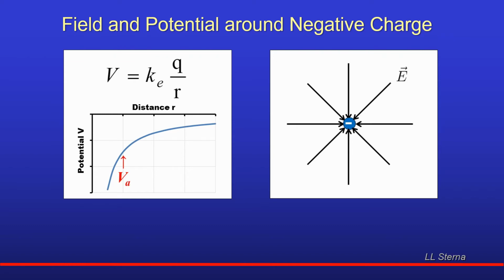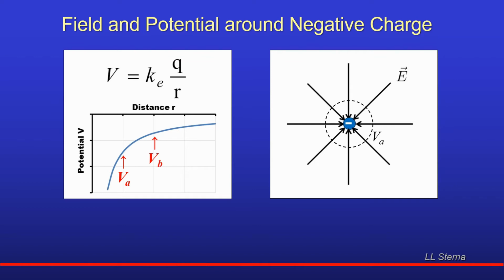Let's consider the value V sub A at some distance r from the charge. We'll place it on the picture to the right. At the distance r from the charge in any direction, the potential will be V sub A. Since it's a negative charge, V sub A will be a negative potential, a negative voltage. The dashed line represents an equipotential. At every point on the dashed line, the potential is V sub A.